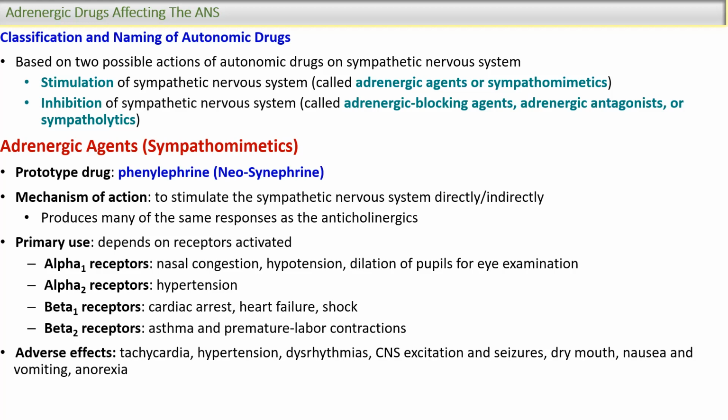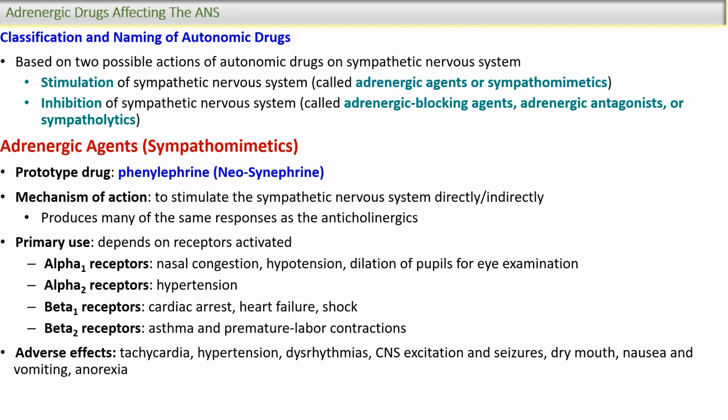So, for example, activation of the alpha 1 receptor results in nasal decongestion, hypotension relief, and dilation of pupils for eye examination. These are the resultants, or in other words, you can call them indications. The primary use for alpha 1 receptors is nasal congestion. Alpha 1 receptor activation is also good for hypotension because it results in vasoconstriction.